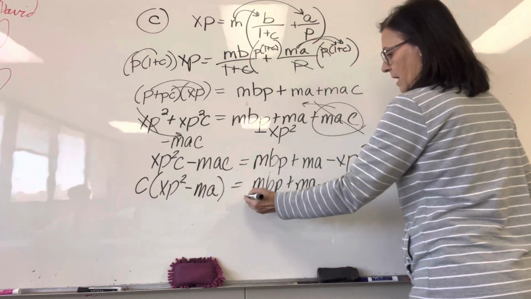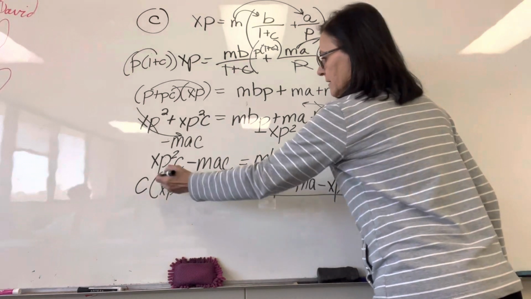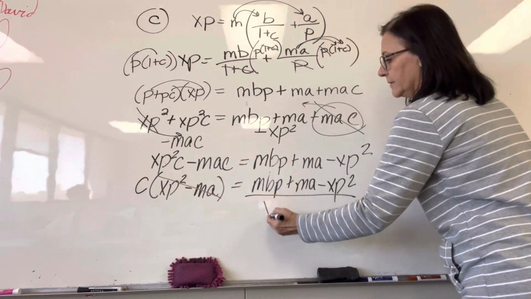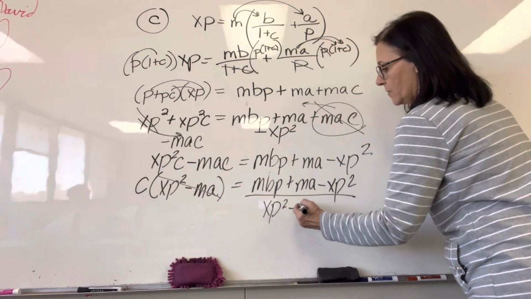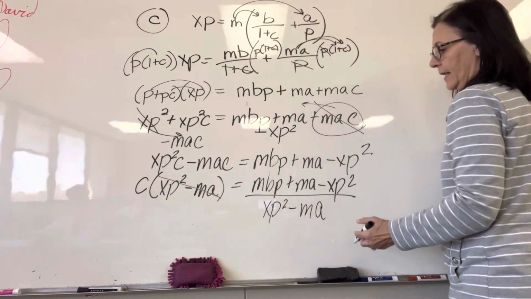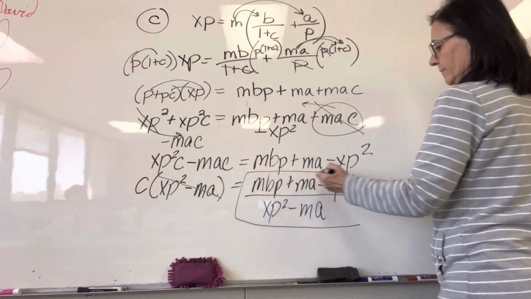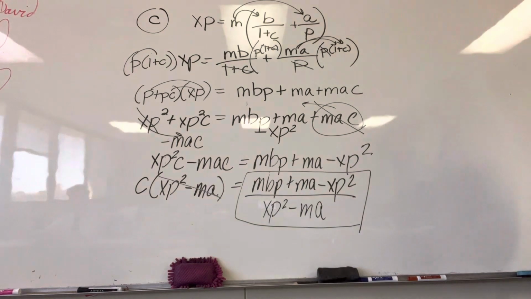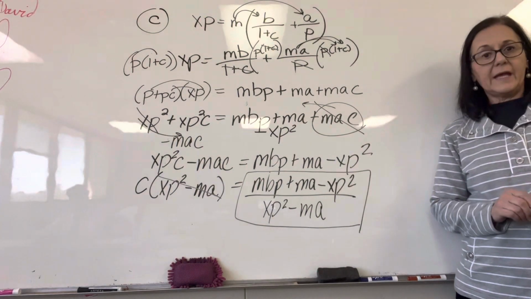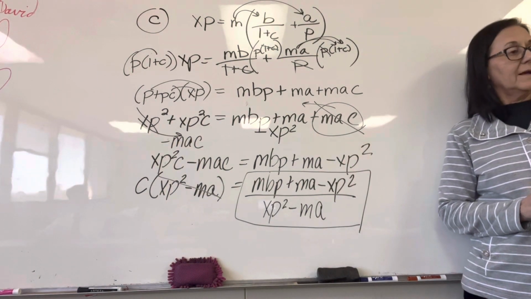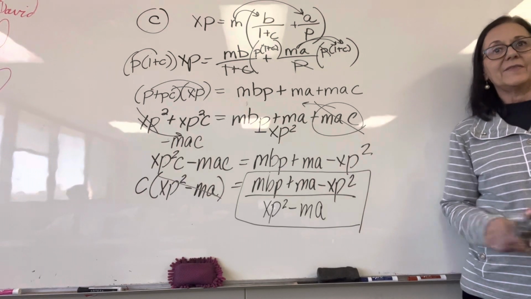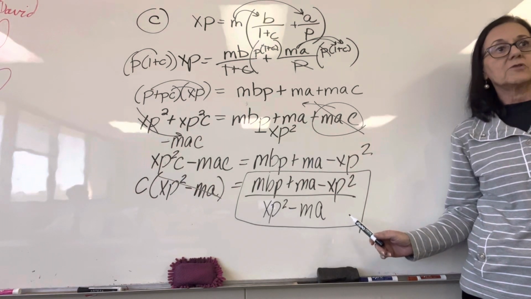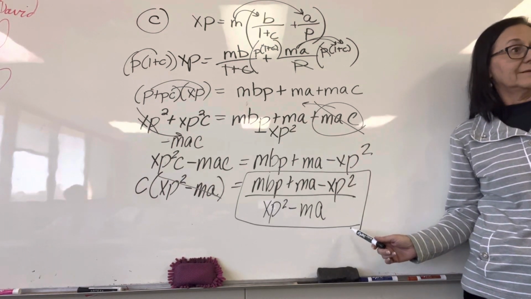I divide both sides by what's in parentheses. It eliminates on the left-hand side. C equals MBP plus MA minus XP squared, over XP squared minus MA. Final answer. Can I cancel out the XP squared or the MAs? No, because they're not multiplied, they're added. Correct. I cannot on this side because the terms are not multiplied. They're added. Got it?